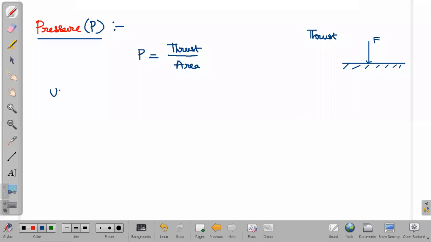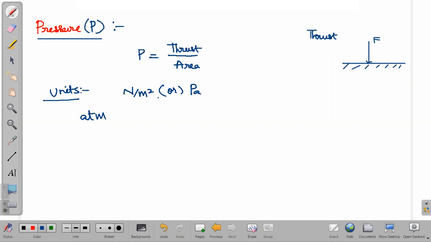So what will the SI units be? Thrust is nothing but force, so pressure is force per unit area: Newton per meter square. That is about the pressure part. Generally, we use pressure in Newton per meter square, which we call Pascal, represented by Pa, and a common unit is atm, that means atmospheric pressure.